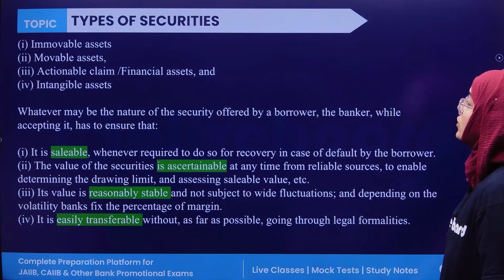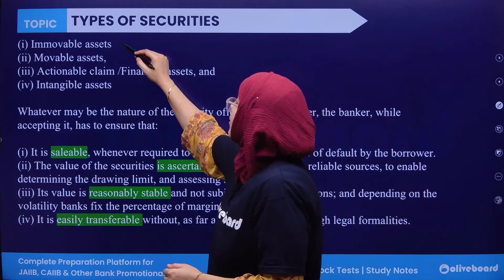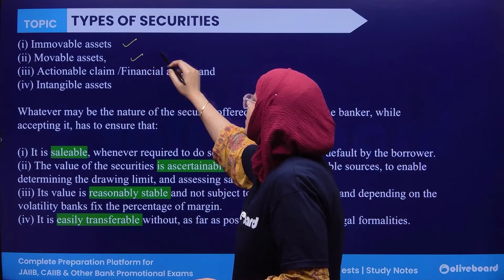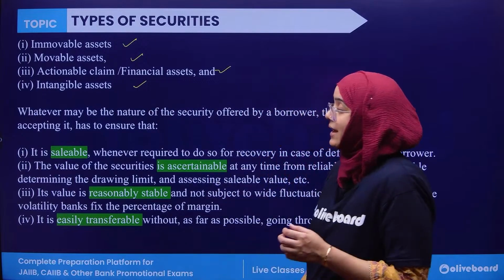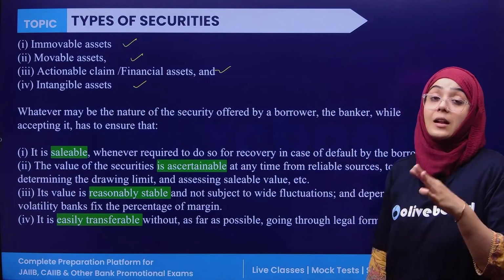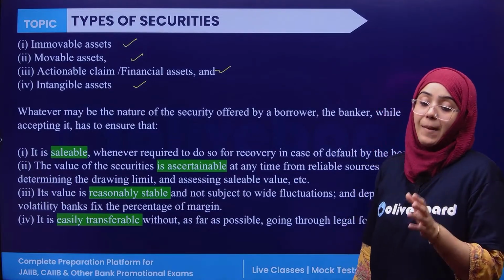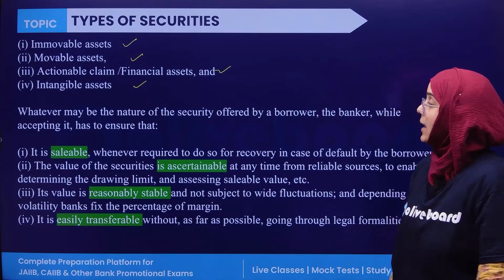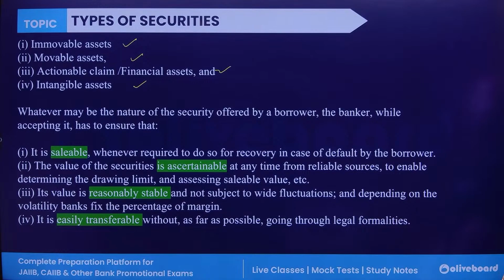Next, if we talk about the types of securities, there are different types: immovable assets, movable assets, actionable claims and intangible assets. These are the different types of assets that are put up as collateral, or you can say these are the different types of securities that a bank takes as collateral. Whatever may be the nature of the security offered by the borrower, the banker will accept it and has to ensure that.